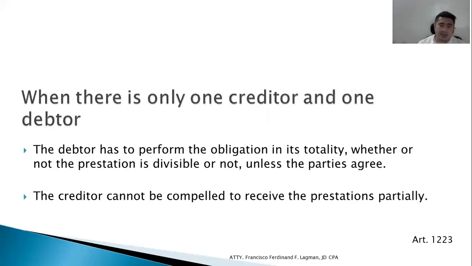When there is only one creditor and one debtor, the debtor has to perform the obligation in its totality, whether or not the prestation is divisible, unless the parties agree. So class, let's say you have an obligation to pay 50,000 pesos. You cannot force the creditor to accept 25,000 first, then 25,000 tomorrow. If he agrees, no problem, it's allowed. But you cannot insist on it.